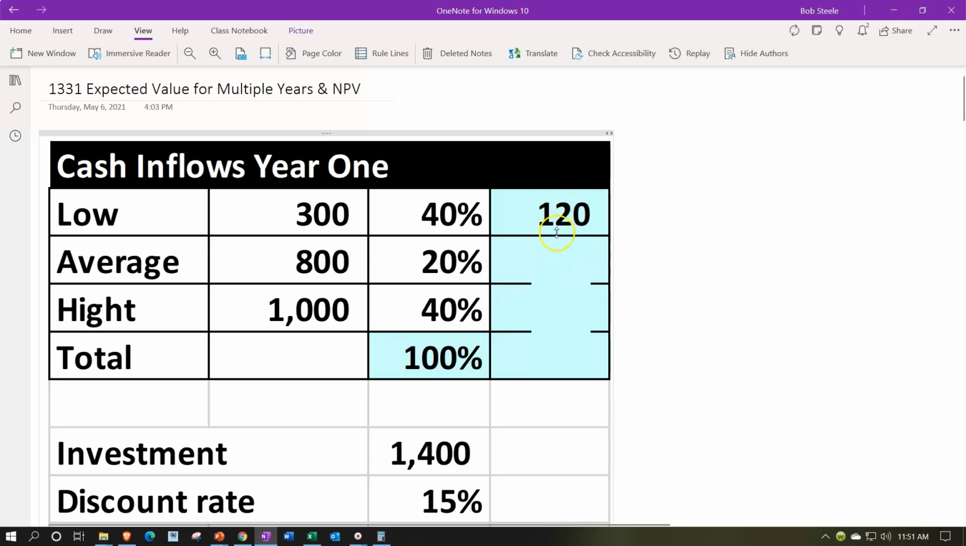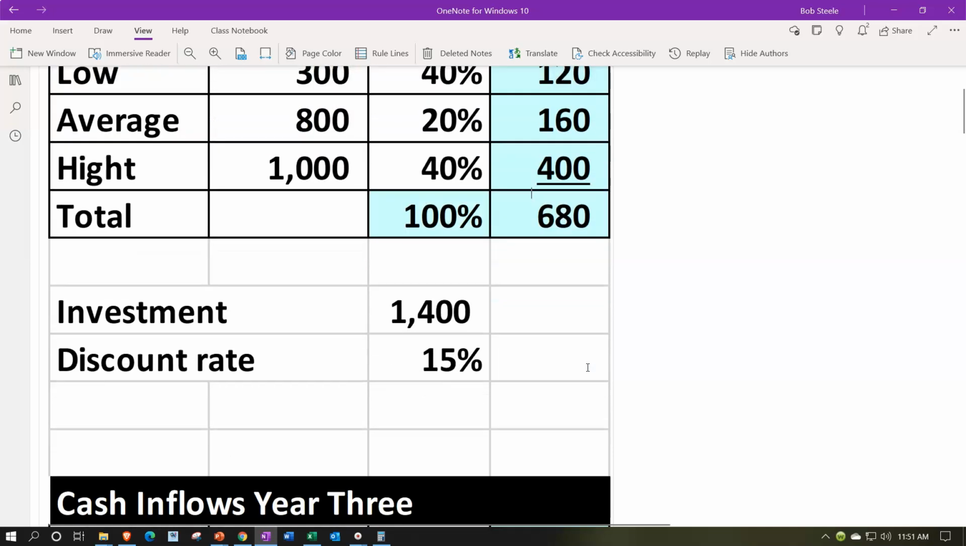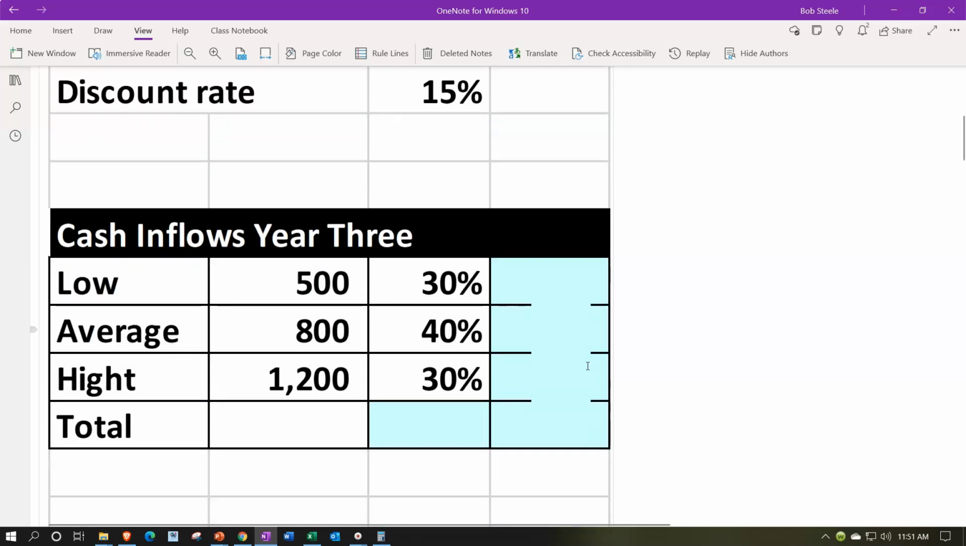300 times the 40% is 120. 800 times the 20% is 160. 1,000 times the 40% is 400. The 120, the 160, the 400, that adds up to the 680. So the expected value of year 1 of this extended project is the 680. Then, of course, as we do the net present value, we can use that number to do our discounting back to the net present value, which we will see shortly.